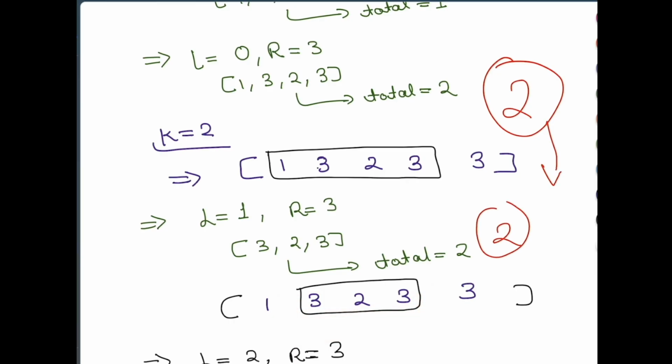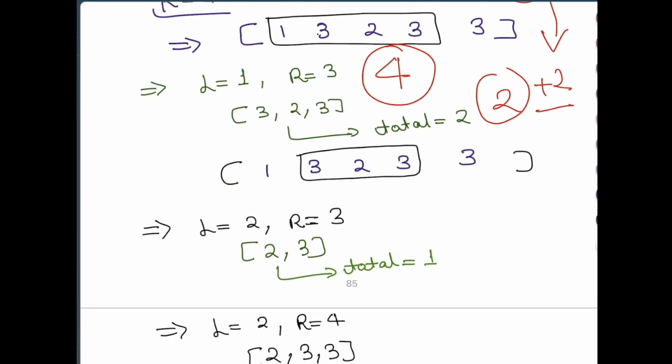I already had 2, so I would say 2 plus 2, and that's equal to 4. So I got 4 subarrays till now. Again, let us do the same thing. Since we got a valid subarray, L was 1, and the leftmost index L will now point to 2.